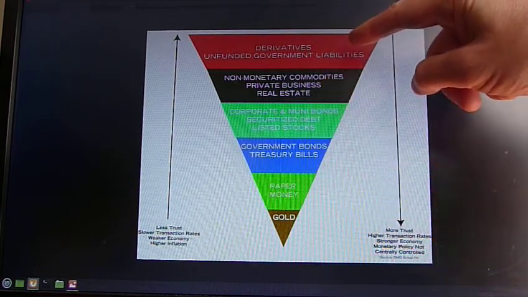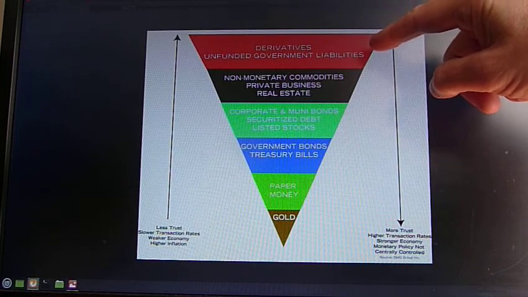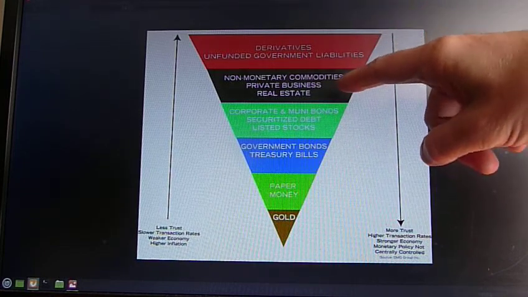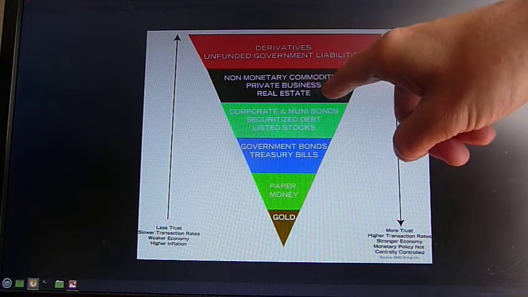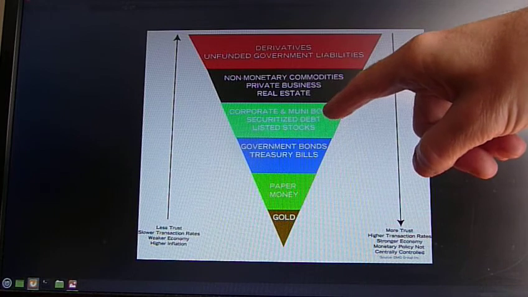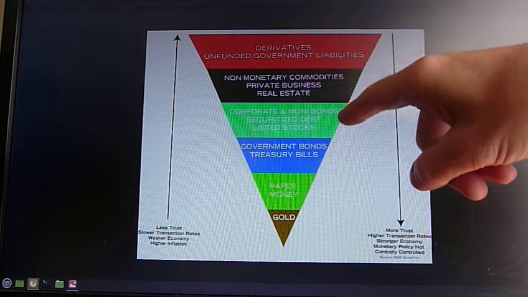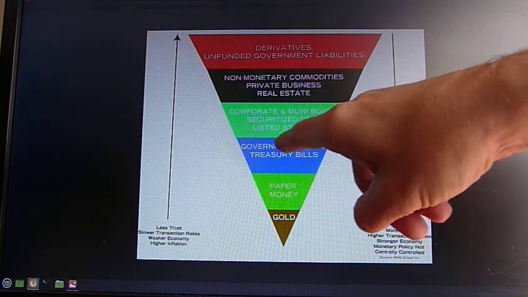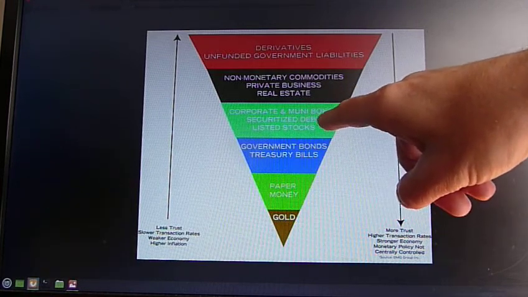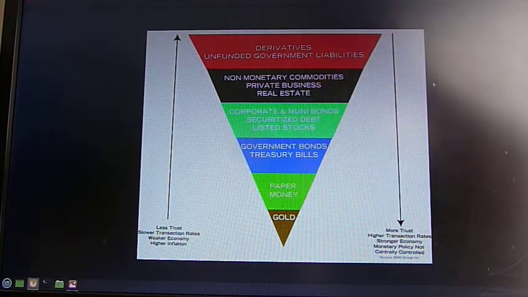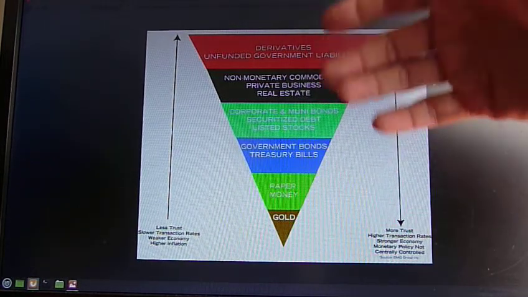So derivatives, unfunded government liabilities, this is debt. Pensions, all that crap. Private business, real estate, non-monetary commodities. Again, all stuff that you can't just flip on a dime. Corporate municipal bonds, securitized debt, listed stocks. Again, especially stocks and bonds. Like, what if you can't move them in time?